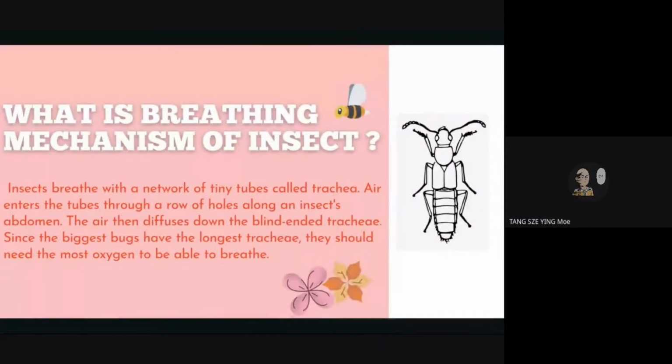So what is the breathing mechanism of insects? Insects breathe with a network of tiny tubes called trachea. Air enters the tube through a row of holes along an insect's abdomen. The air then diffuses down the blind-ended trachea. Since the biggest bugs have the longest trachea, they should need the most oxygen to be able to breathe.